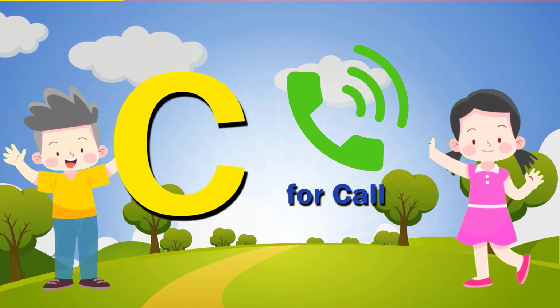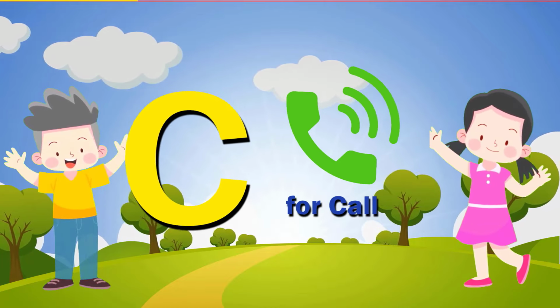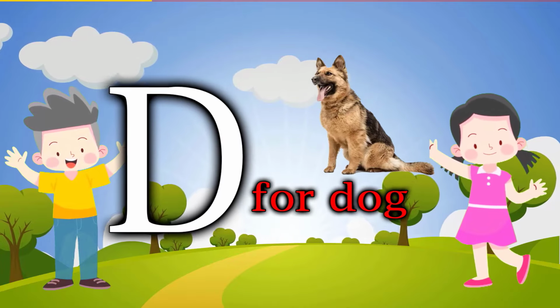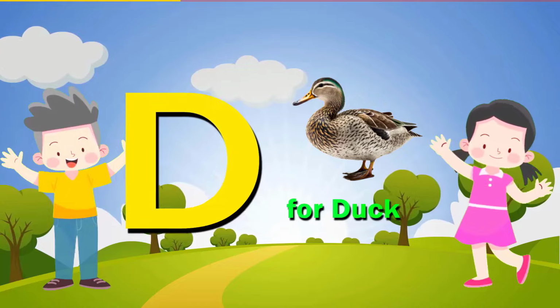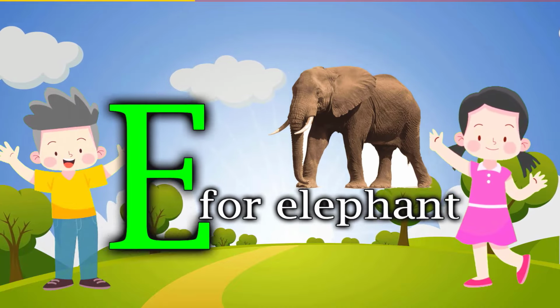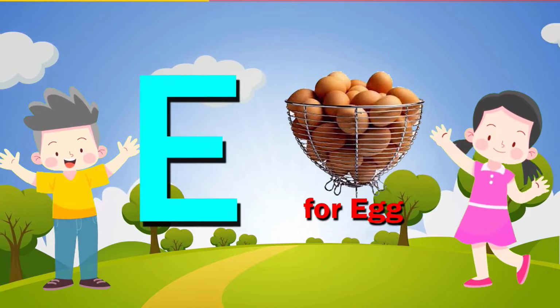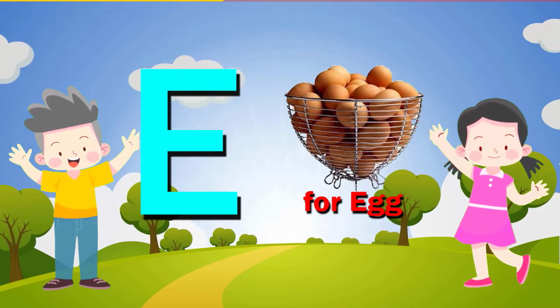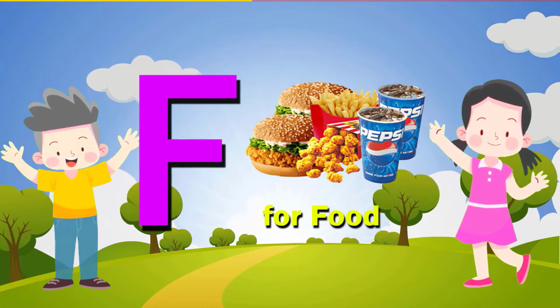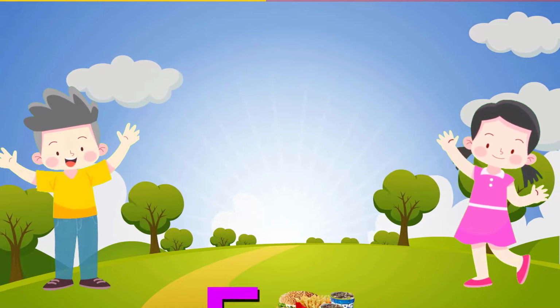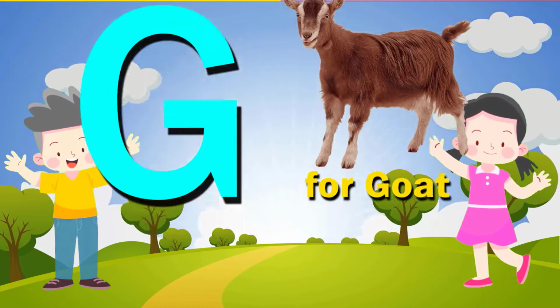C for ball. D for dog. D for duck. E for elephant. E for egg. F for fish. F for food.